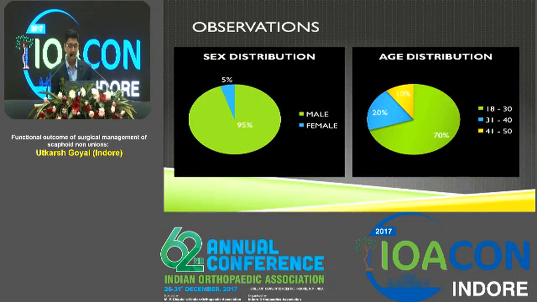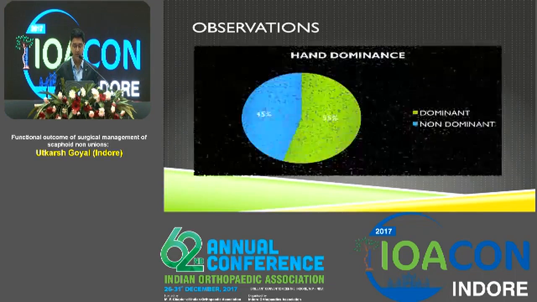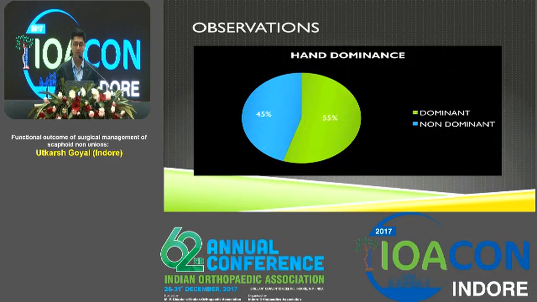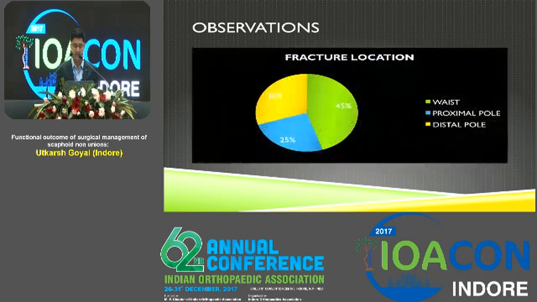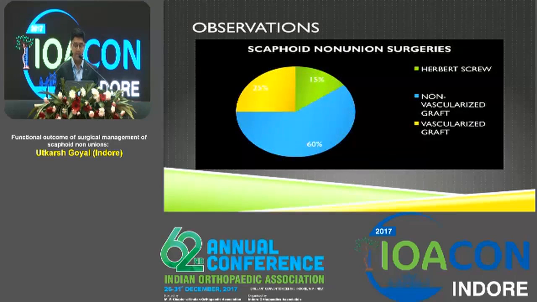Regarding observations, 19 patients were male and 1 female, with maximum patients between the age group of 18 to 30 years of age. 55% were dominant hands and 45% non-dominant. Self-fall on outstretched hand was the most common mode of injury, followed by sports and road traffic accidents. Regarding fracture location, maximum patients were waist fracture, which was 45%, followed by distal pole 30% and proximal pole 25%.